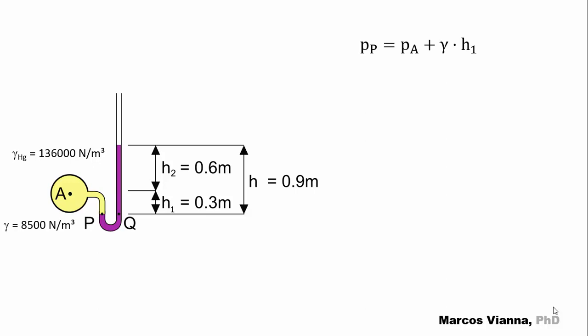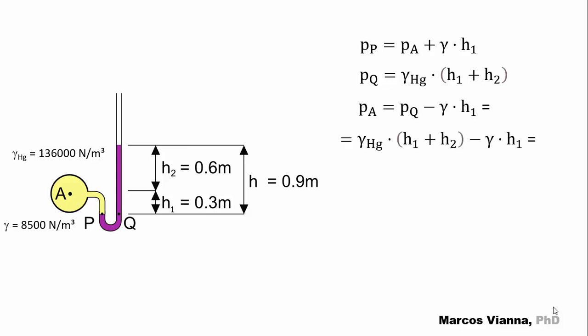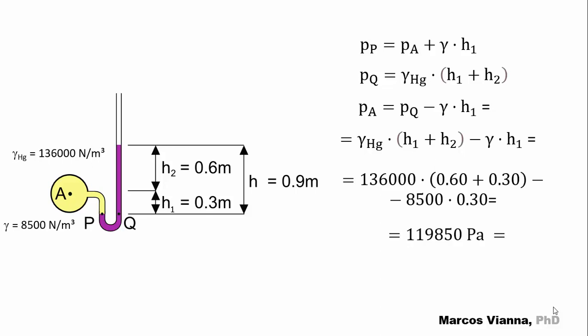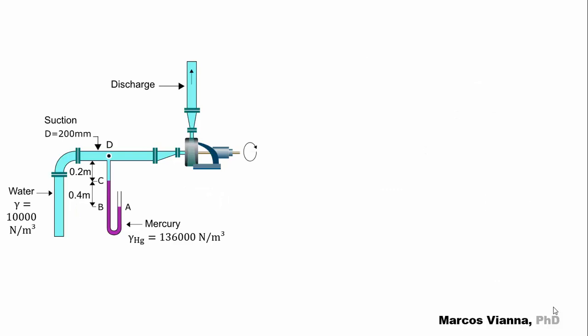By Stevin's law, we can write P at P equals PA plus gamma H1. And PQ equals gamma mercury times H1 plus H2. As P and Q are inside the same fluid at the same height, we combine the expressions. And, substituting the values, we find PA equals 119,850 pascals, or PA equals 119.850 kilopascals.